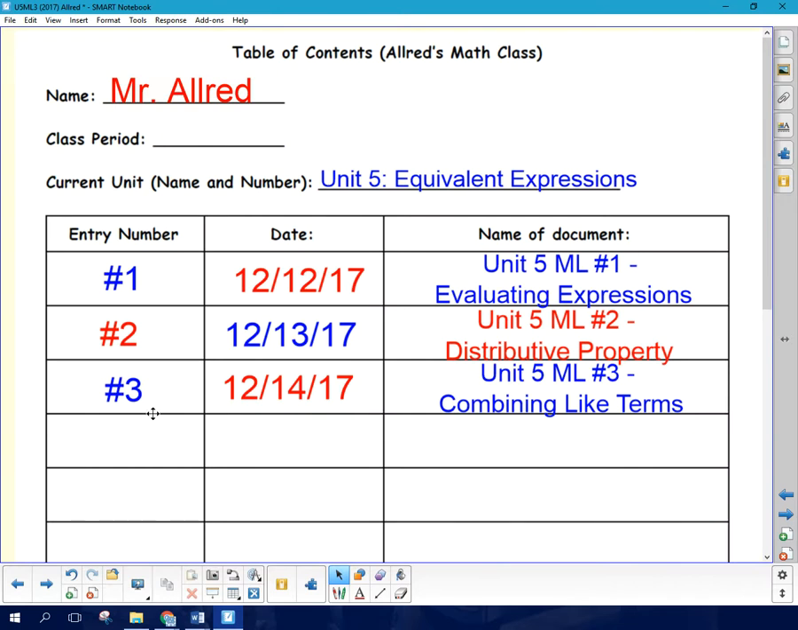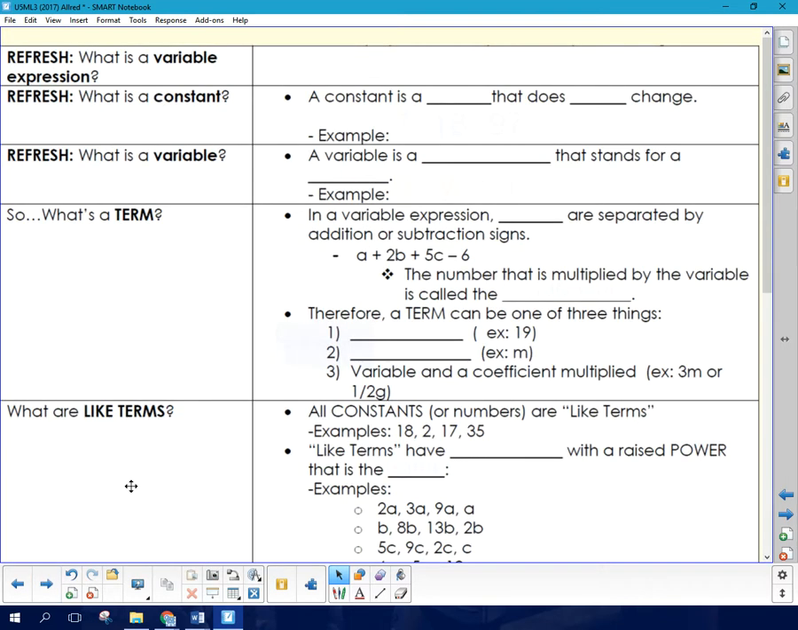Let's get ready to get started by writing this as our third entry in the table of contents. This is Unit 5, mini lesson number 3 on combining like terms. And tomorrow's date will be December 14th, 2017. So here we go.